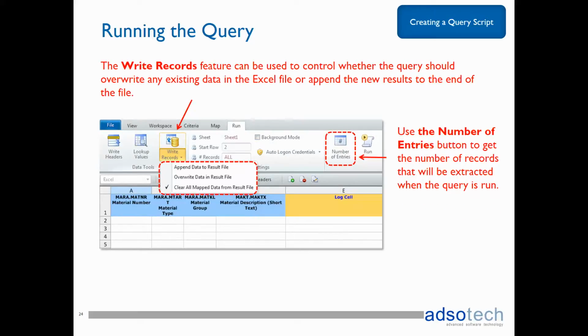The Write Records option controls whether running subsequent queries should append the new results to the end of the Excel file or override the previous query results. The number of entries will check how many records the query will be extracting. This can be a useful tool for testing large queries just to get an estimate of how many records would be extracted without actually needing to run the full query and extract all the data.